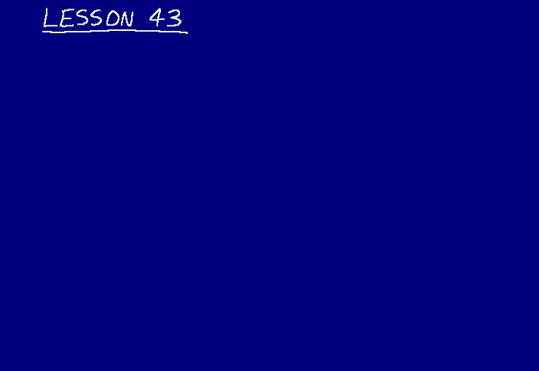Lesson 43 has two parts. The first part is on the least common multiple, and then the second part is on least common multiples in algebraic expressions. Well, first let's talk about what a least common multiple is.